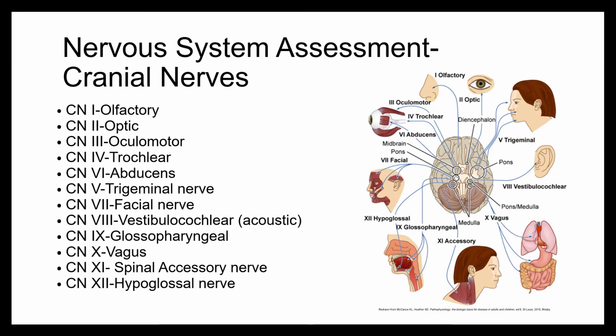All right, let's take a look at the cranial nerve assessment. There are 12 cranial nerves. What you need to know here is the number of each cranial nerve. We assign them numbers as Roman numerals, as you can see on the slide. You need to know the name of each cranial nerve, and you also will need to know the function of each one and how that cranial nerve is tested.